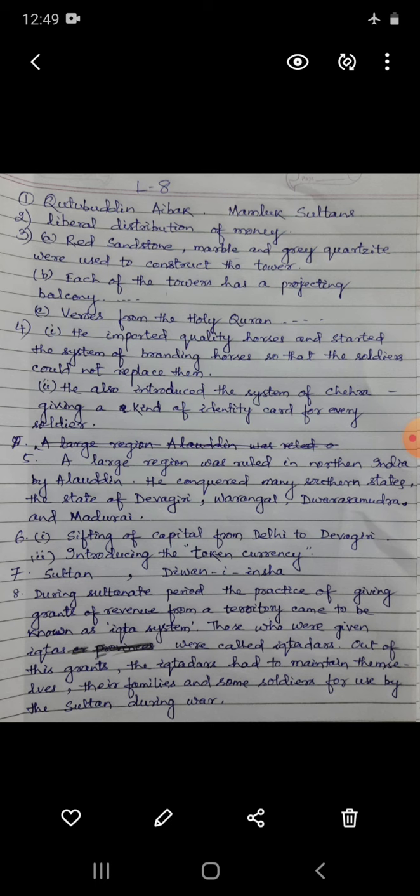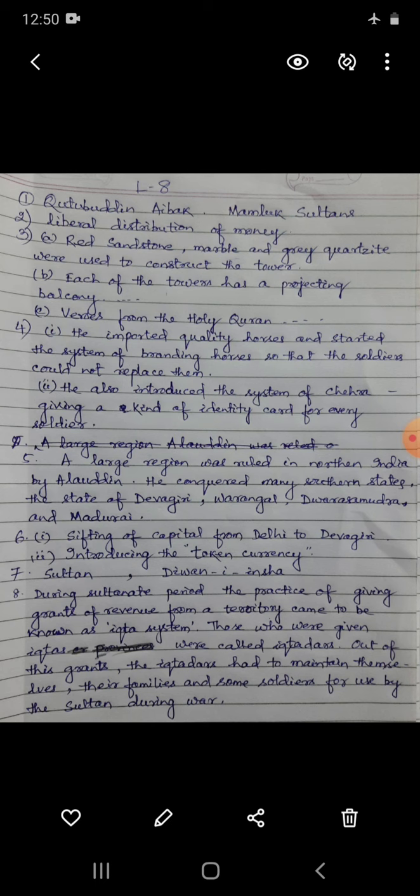Short answer questions. Who was the founder of the slave dynasty in India? Give the other name for his dynasty. Okay, the answer is Qutbuddin Aibak. Qutbuddin Aibak was the founder of the slave dynasty in India, and the other name of his dynasty is Mamluk Sultans. Okay?